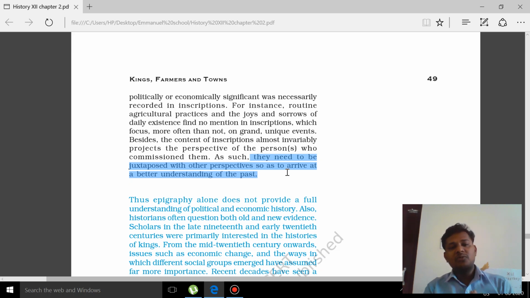So juxtaposed means place near by, बगल में रख के हमको अंडरस्टैंड करना पड़ेगा कि इधर जैसा लिखा है शायद लोग ऐसा प्रॉब्लम्स फेस किए होंगे, ऐसा सॉरोज़ उनका होगा, ऐसा जॉयज़ होंगे, लोग ऐसे प्रैक्टिस किए होंगे. So we need to juxtapose other perspectives to arrive at a better understanding of the past, which is very difficult for the historians to know.